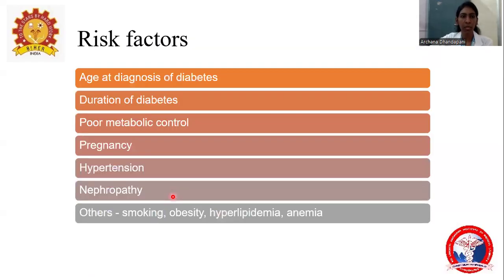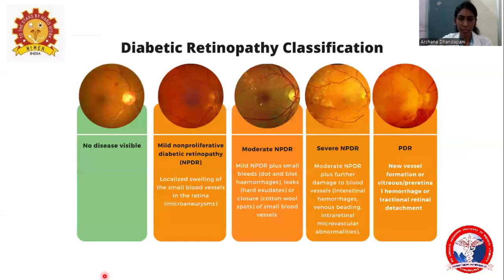Risk factors include age at diagnosis of diabetes: the earlier the onset, the more the risk of diabetic retinopathy. And duration of diabetes: the longer the duration, the greater the risk. Other factors include poor metabolic control, pregnancy, hypertension, nephropathy, smoking, obesity, hyperlipidemia, and anemia.